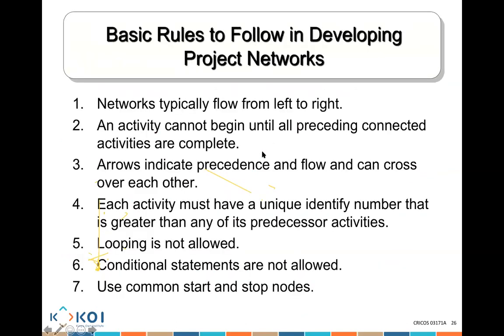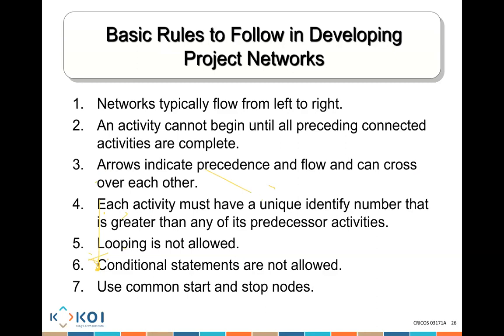So let's continue. Now, let's talk about a network diagram. To set up a network diagram, there are some basic rules we need to follow. First of all, network diagrams flow from left to right. So you start drawing it from left to right. An activity cannot begin until all preceding activities are complete. So if activity B is a merge activity which has A and C before it, B cannot start until A and C have completed. That's what I call merging activities.